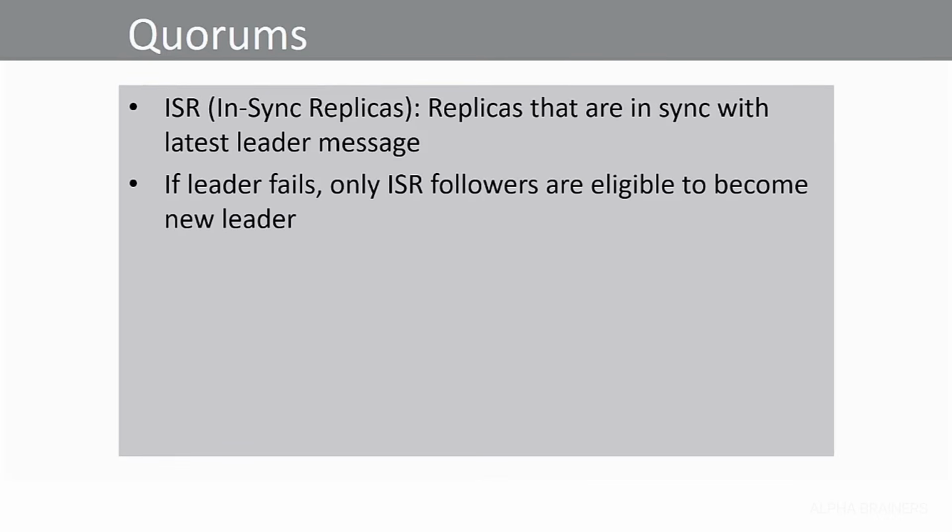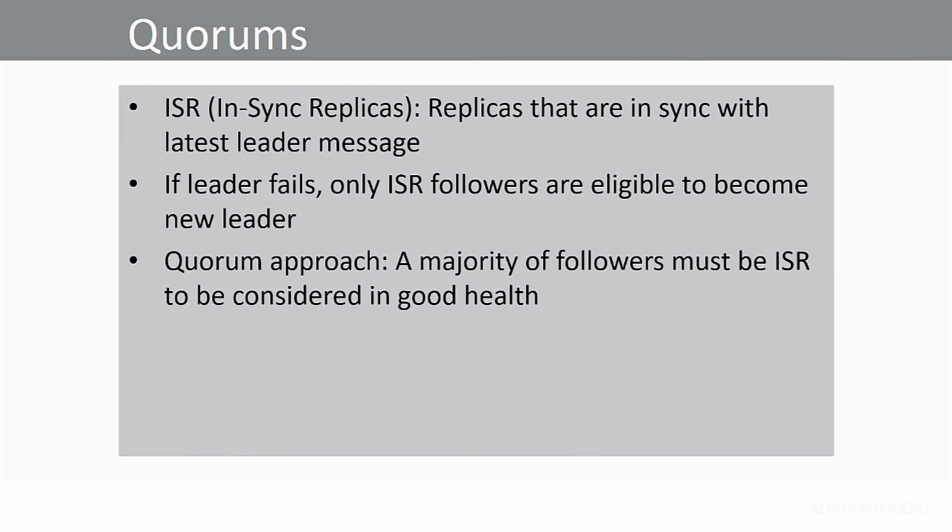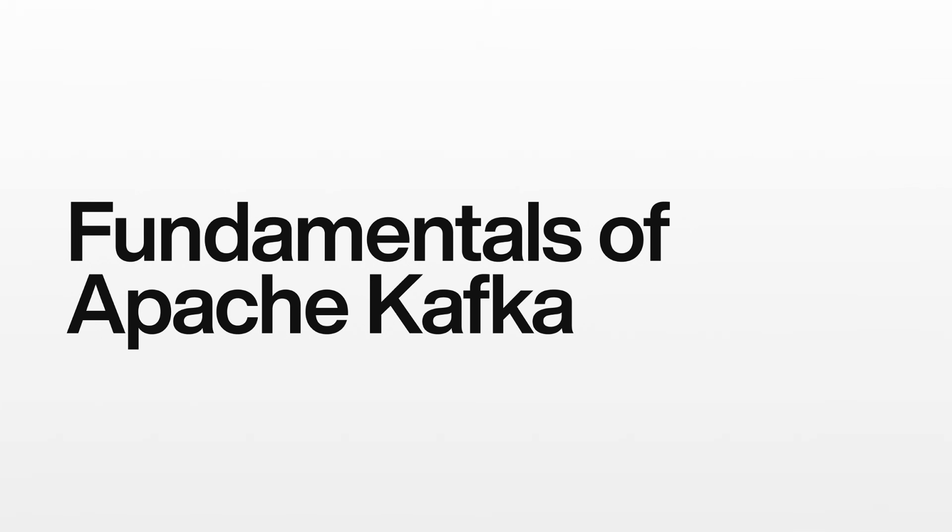If the leader fails, the only followers that become eligible to be promoted to be a new leader are the ones that are in the in-sync replication factor. So the quorum approach behind this is that if a majority of the followers are in ISR, so they're in-sync replicas, then the overall replication is considered to be in good health.